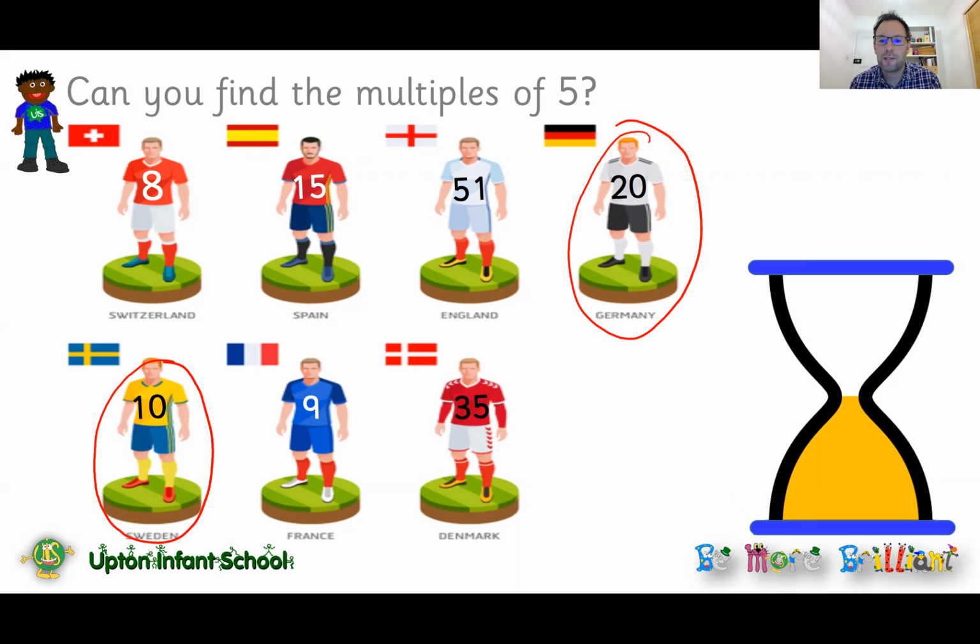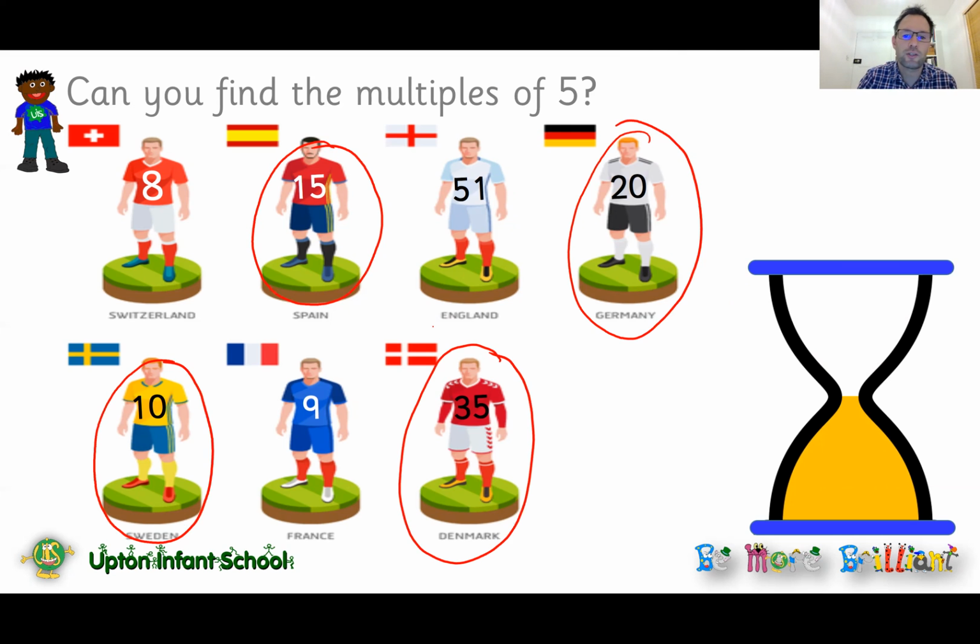Okay, any numbers end in a 5? Oh look, here's our player from Spain. He's got number 15, which ends in a 5. That's a multiple of 5. And so has our player from Denmark, our Danish player. He's got 35. That ends in a 5.